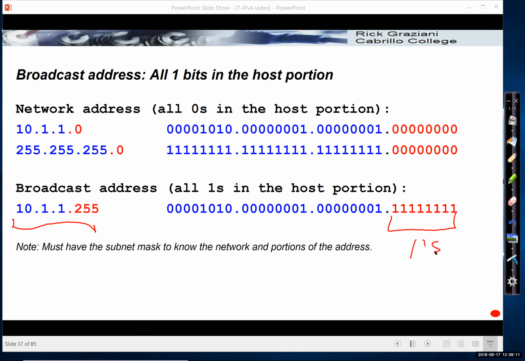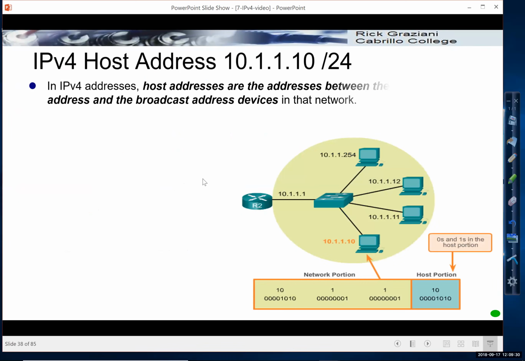As opposed to the network address, where we have all 0 bits. And the broadcast address is another address that cannot be assigned to any device in the network. So now let's take a look at host addresses.